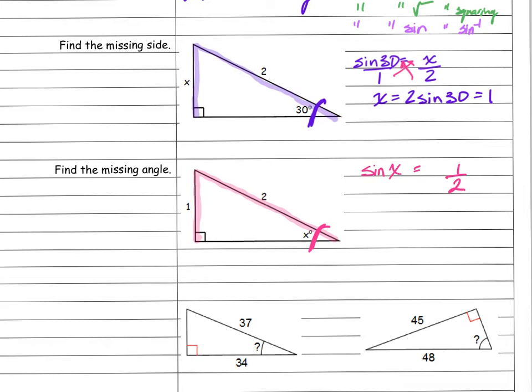So how do I undo sine? Well, we just kind of talked about it. The inverse of sine is sine inverse. And if I do the inverse of one side, I want to do the inverse on the other side. So that gives me that x equals sine inverse of 1/2. Put that in your calculator.